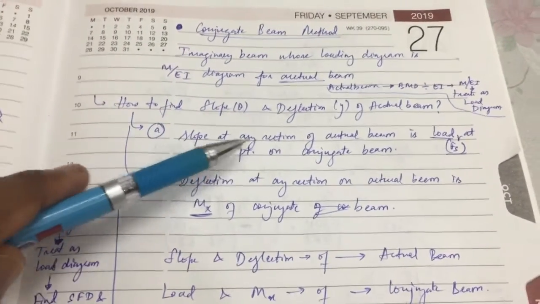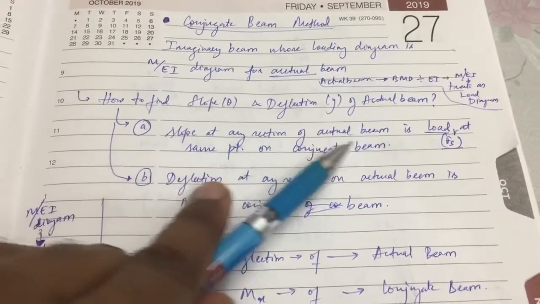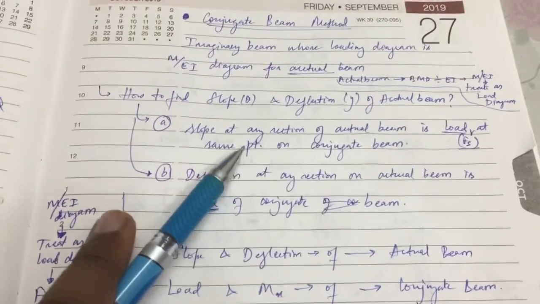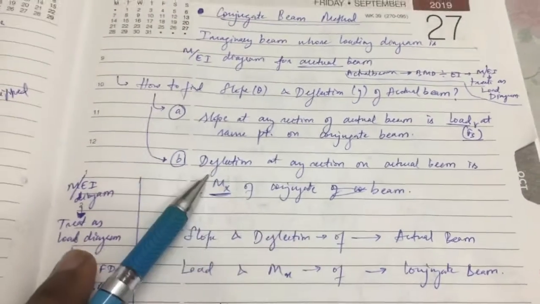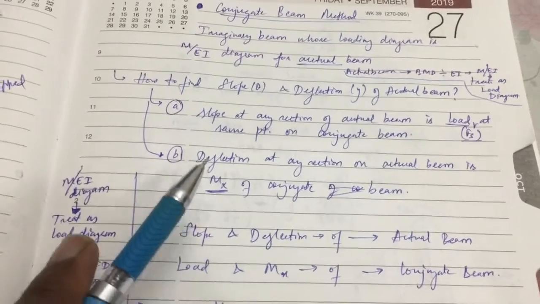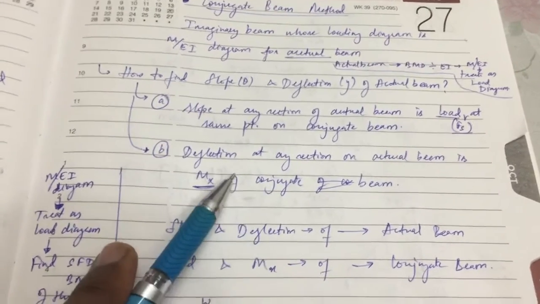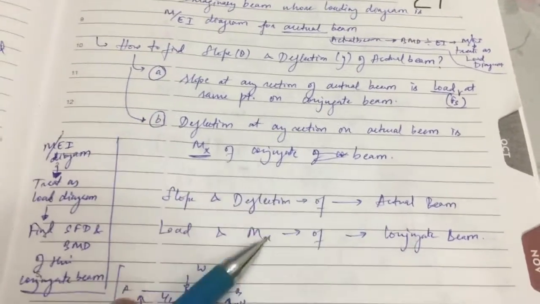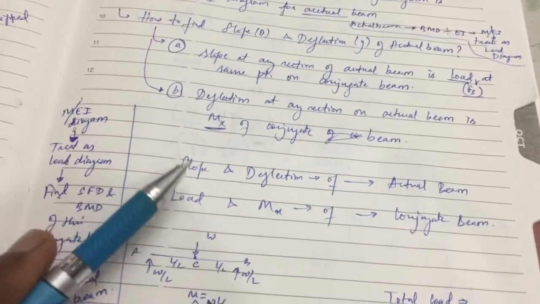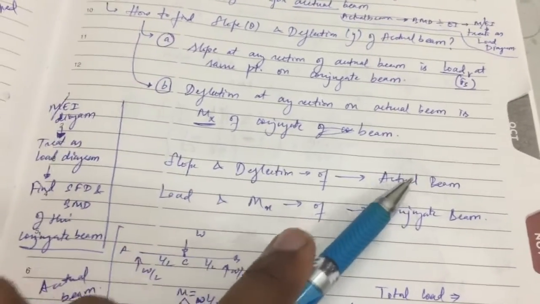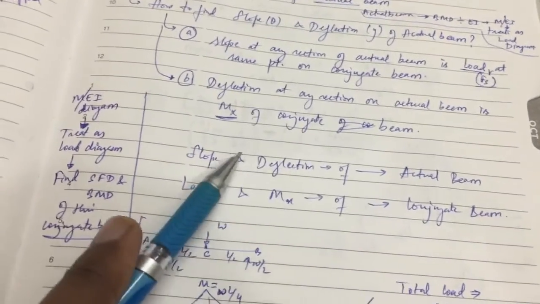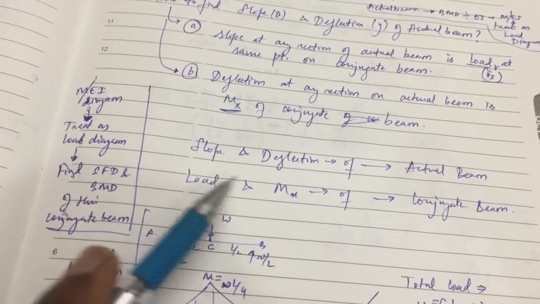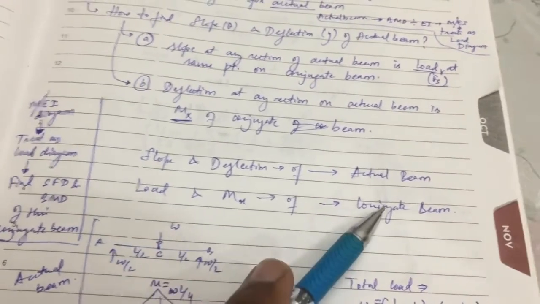For the slope at any given section, we take the shear force at that point of the conjugate beam, and for the deflection we take the bending moment at that particular section of the conjugate beam. Okay, so both slope and deflection are calculated for the beam, but to calculate them we take the load and the bending moment information from the conjugate beam.